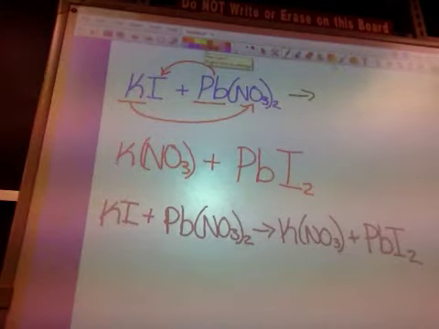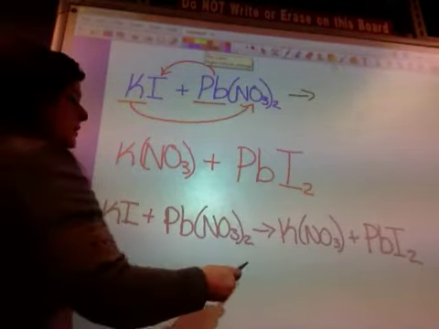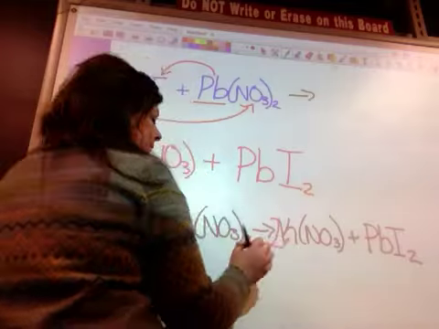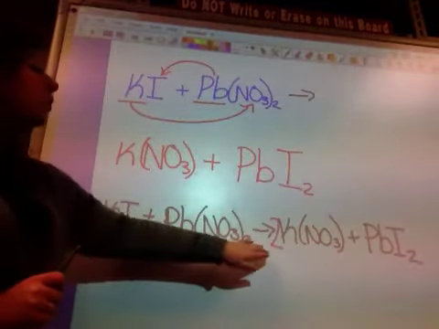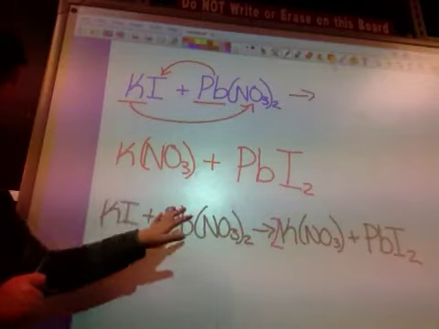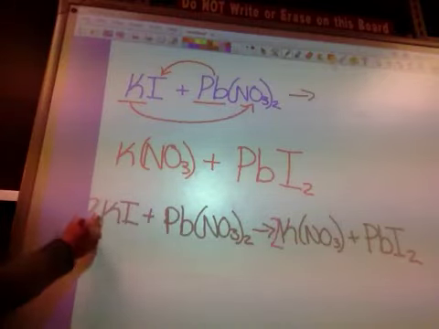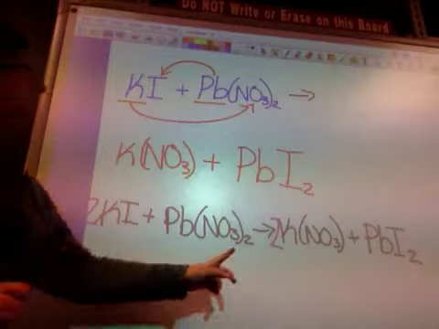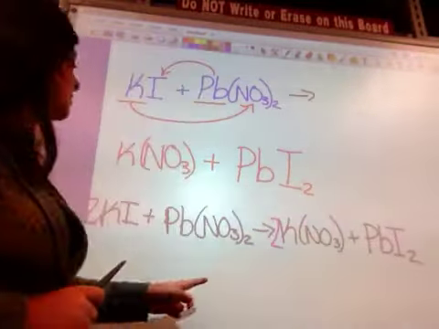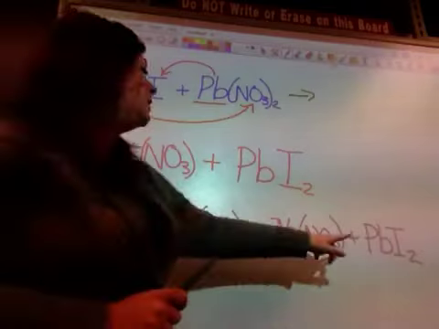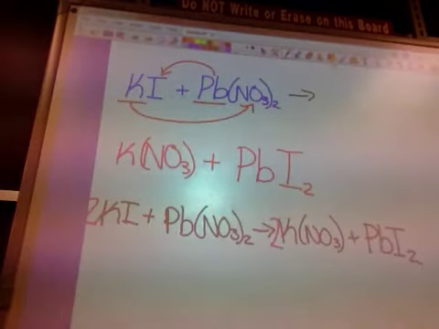So, if I have 2 nitrates over here, let's write a 2 in front of here. That gives me 2 nitrates here, 2 nitrates here. Well, now I have 2 potassiums, but I only have 1 on this side, so let's add a 2 here. Now I have 2 potassiums, 2 iodines. I have 2 iodines over here. I still have 1 lead. I have 1 lead over here.